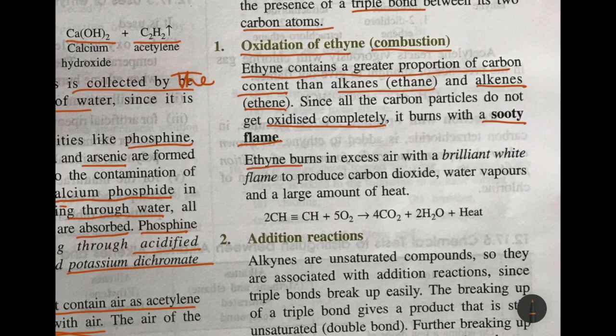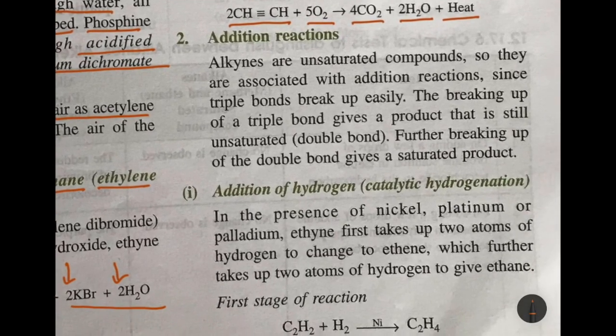So ethyne burns in excess air, but if it gets lots of oxygen, it burns with a brilliant white flame to produce carbon dioxide, water vapor and a large amount of heat. So this is the reaction of oxidation of ethyne, or combustion or burning. With oxygen, it forms carbon dioxide, water vapor and lots of heat energy is given out.